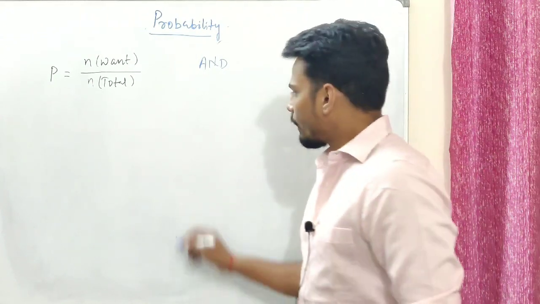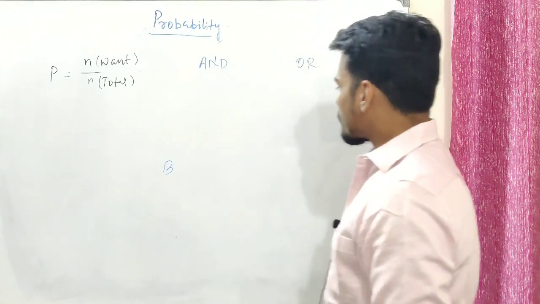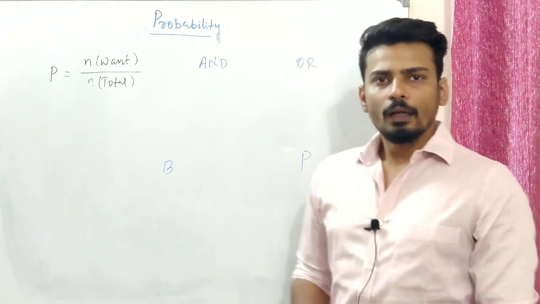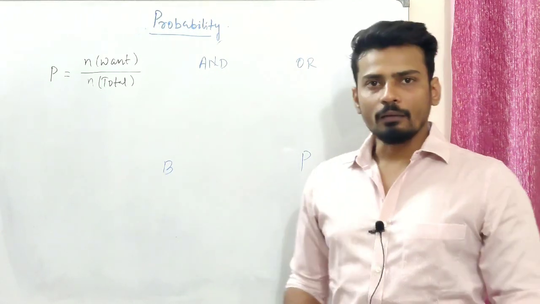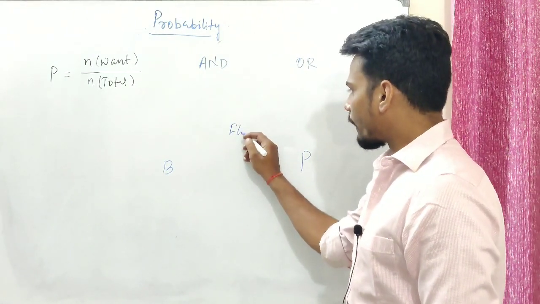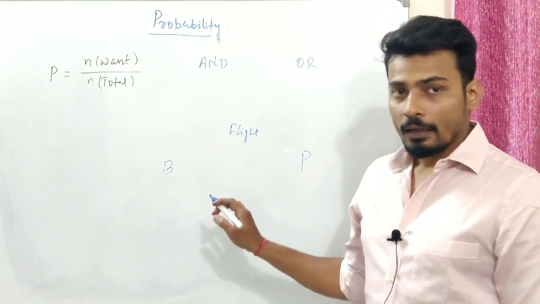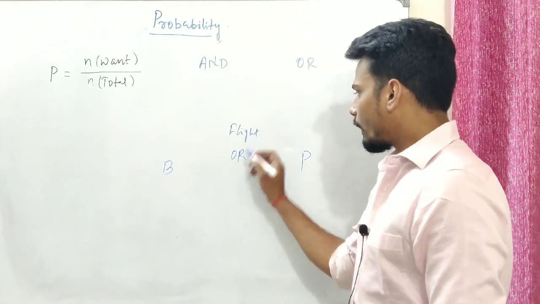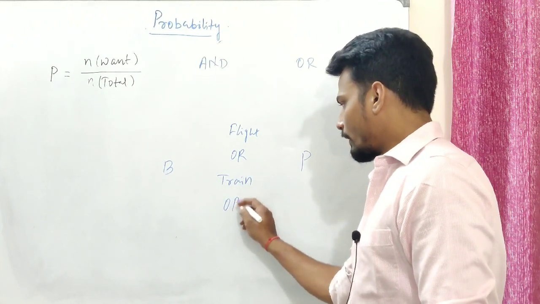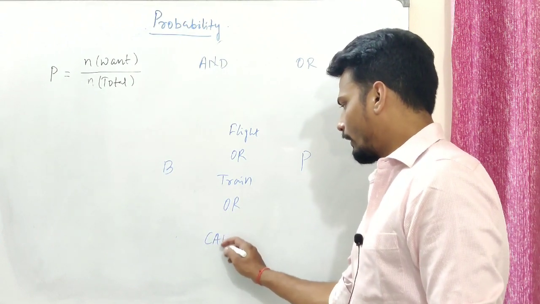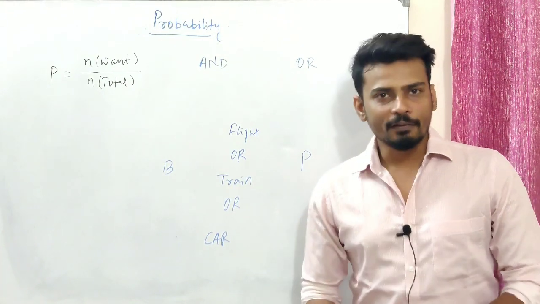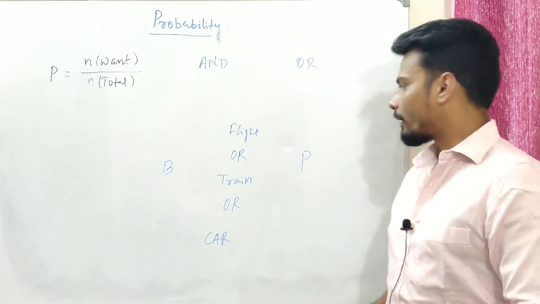For example, from Bangalore, let's say I want to go to Patna. So I'll have to choose one way of transportation, right? Maybe I can choose to take a flight. Now I'm using the word 'or'. I can choose to go by train, or I can choose to go by car. I have three different possibilities, three different means of transportation to reach Patna.